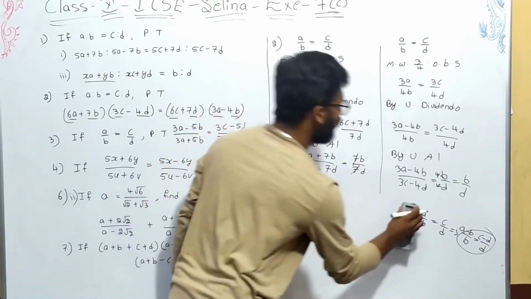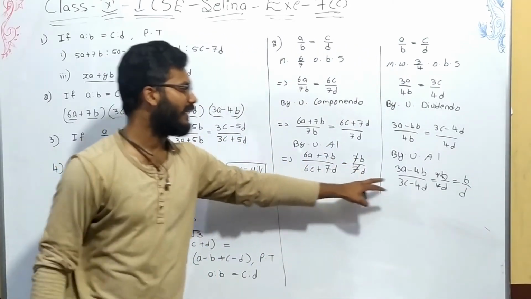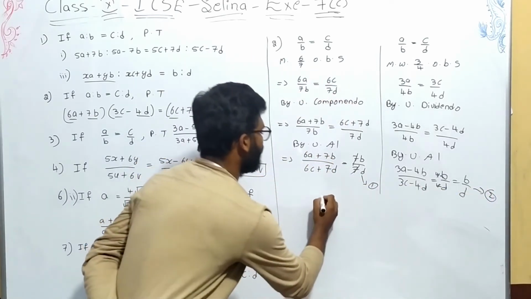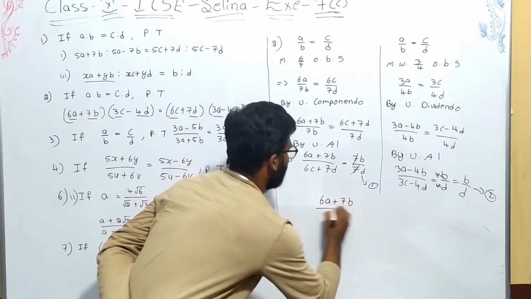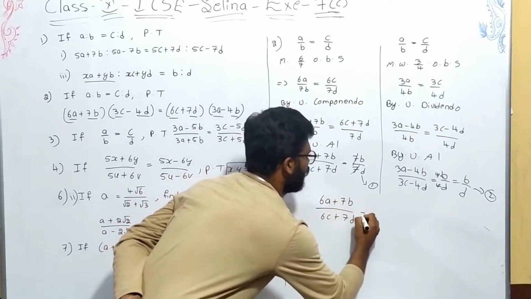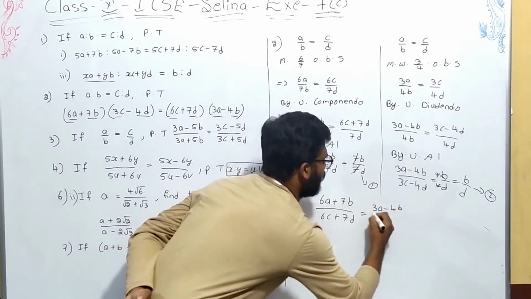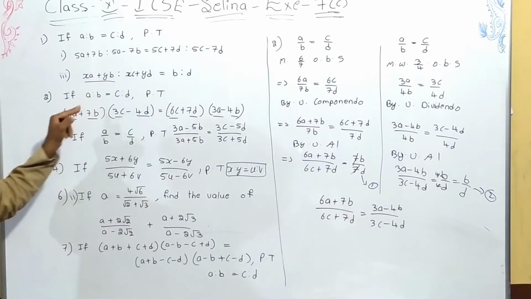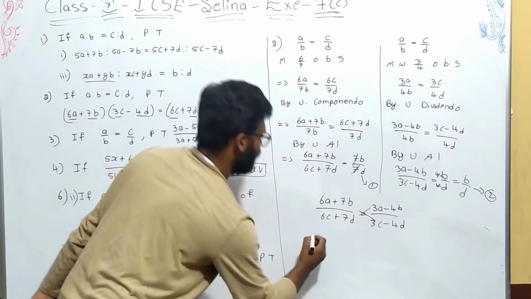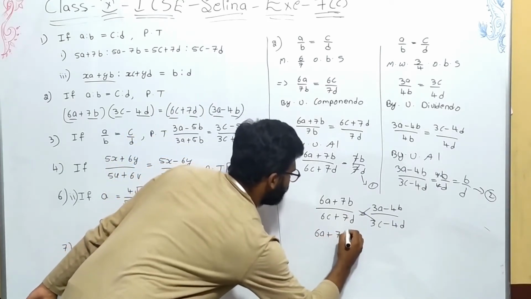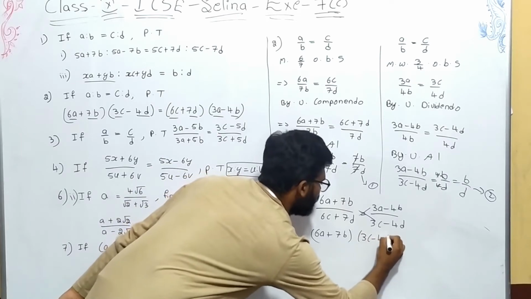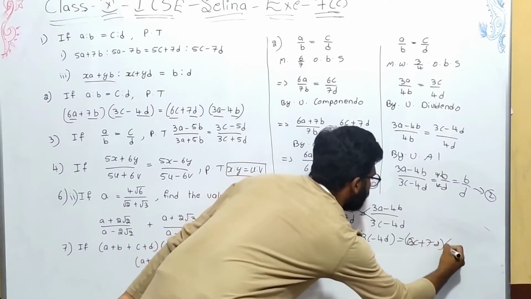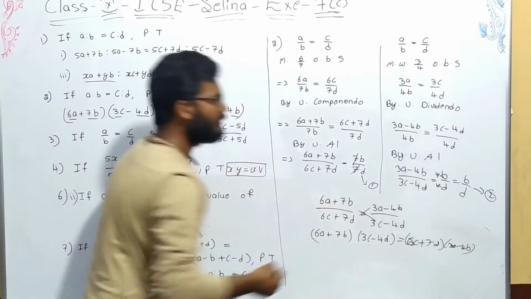Now if we observe here, this is b by d and this is b by d. So if we call them 1 and 2, from 1 and 2 you can say 6a plus 7b by 6c plus 7d is equal to 3a minus 4b by 3c minus 4d, right? But I want 6a plus 7b into 3c minus 4d. So by cross multiplying, 6a plus 7b into 3c minus 4d is equal to 6c plus 7d into 3a minus 4b, hence proved.